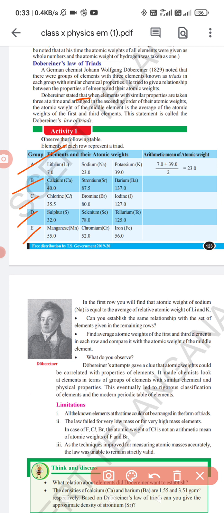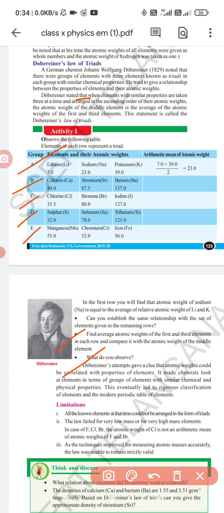So he's asking, can we establish the same relationship? Yes, we can establish it, but not exactly, we can get it approximately. Find the average atomic weights. I'm reading here: find the average atomic weights of the first and third elements in each row and compare it with the atomic weights of the middle element. What do you observe?